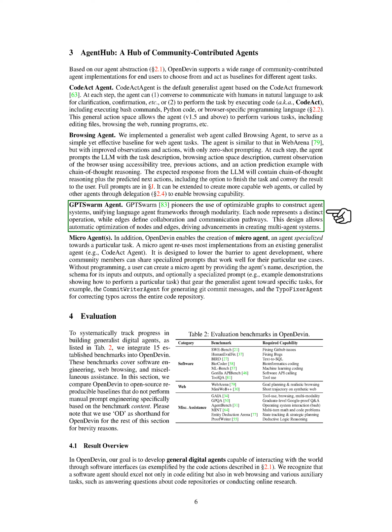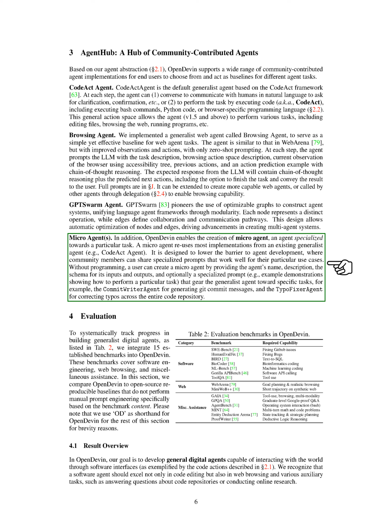Additionally, OpenDevin supports the creation of microagents, which are specialized agents focused on specific tasks. These microagents leverage most of the implementations from existing generalist agents, like the CodeAct agent. This design aims to make agent development more accessible, enabling community members to share specialized prompts that work well for their unique needs. Users can create a microagent without any programming by simply providing its name, description, input and output schema, and optionally a specialized prompt that guides the generalist agent toward specific tasks.